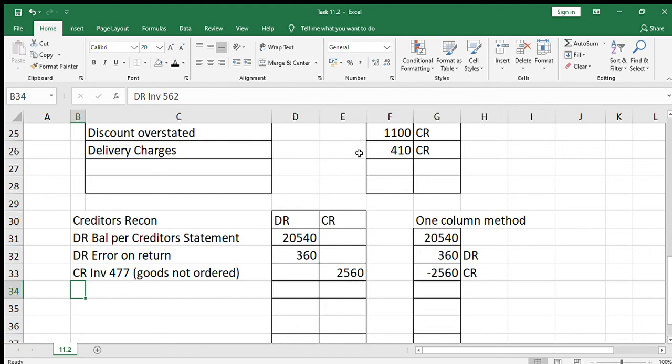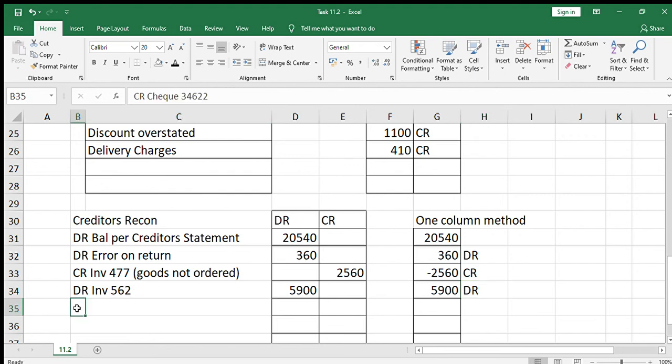Okay, so the invoice for 5,900 is in our credit column. It should be in their debit column. So we're going to say debit invoice 562. In the two column method, we put it in the debit column. In the one column method, we'll add it on because it's a debit balance.